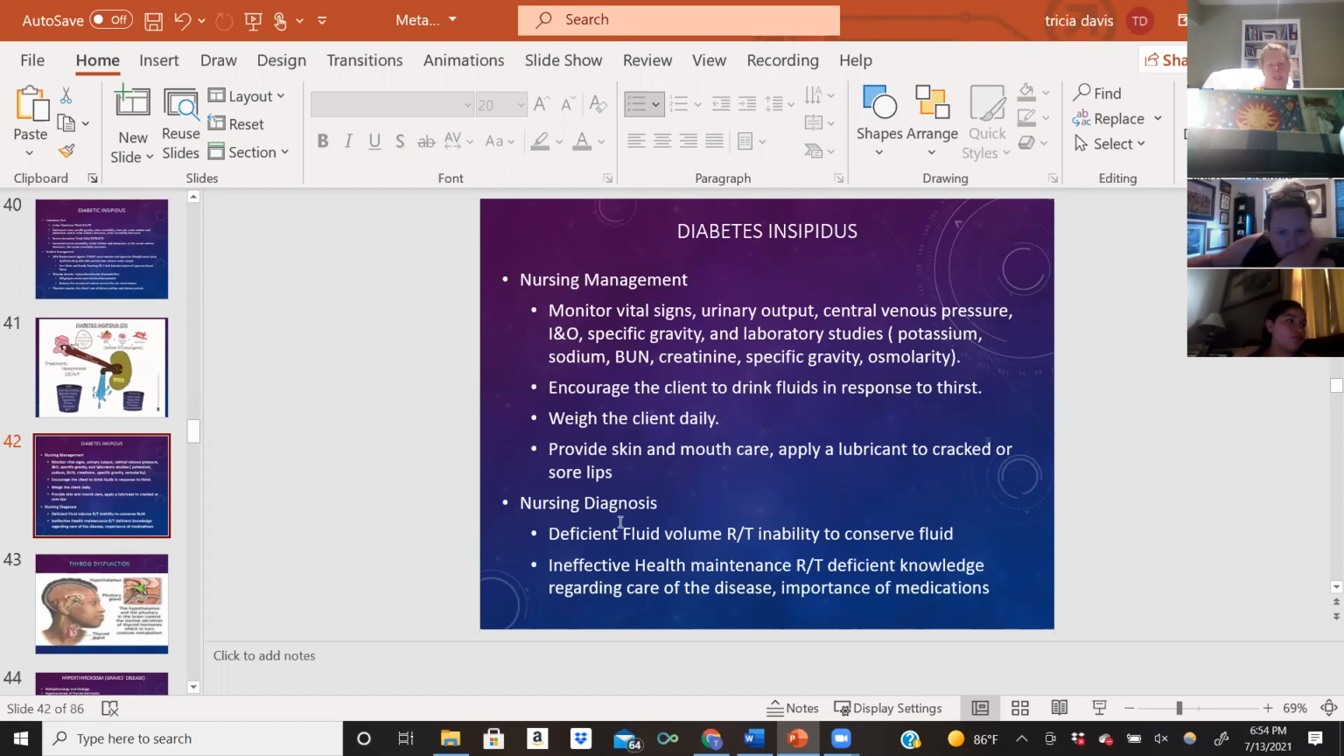And then some nursing diagnoses that we might see, obviously deficient fluid volume because of the inability to conserve fluid, and then ineffective health maintenance related to deficient knowledge regarding care of the disease and the importance of medications.